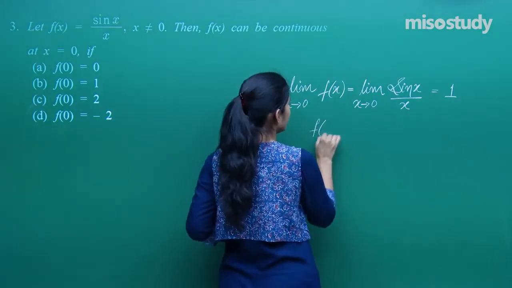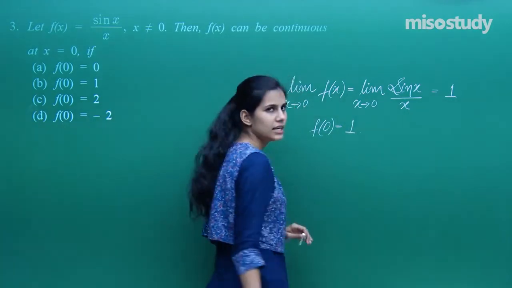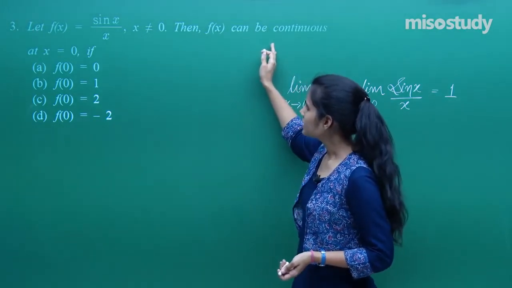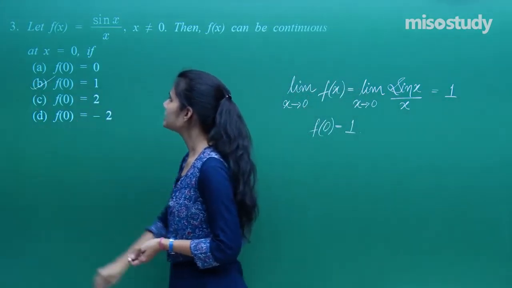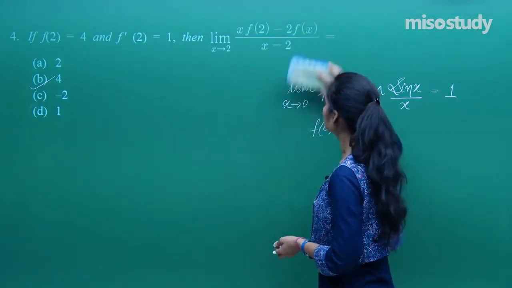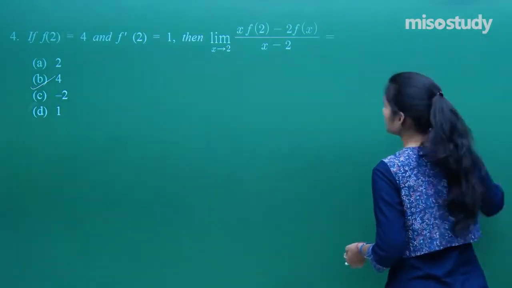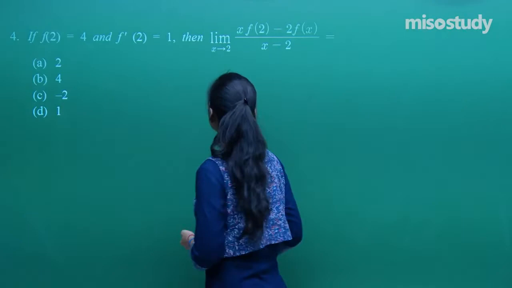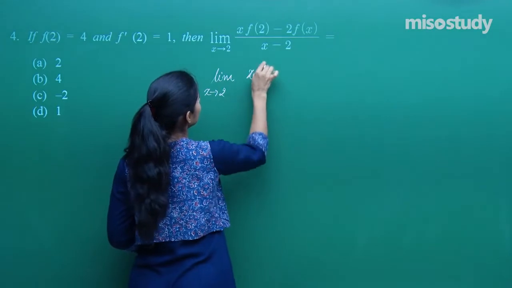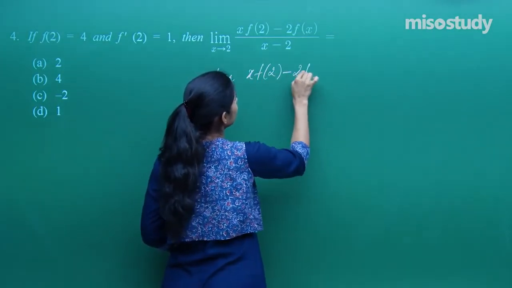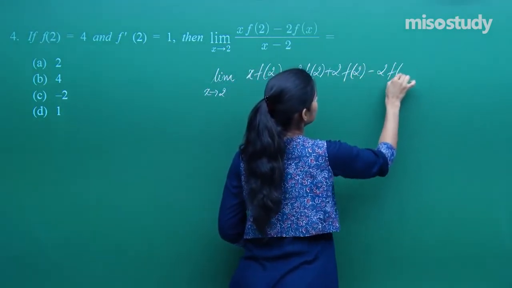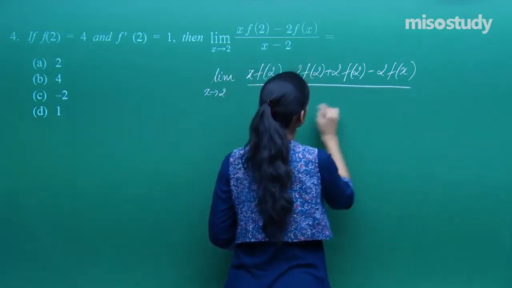You should actually define f of 0 to be 1 if you want your function to become continuous at x equals 0. So for f of x to be continuous at x equals 0, f of 0 should be defined as 1. Clear? Next question says if f of 2 is 4, f dash 2 is 1, what is the limit of this expression? Let's calculate. This is limit x approaches 2 of x into f of 2 minus 2f of 2 plus 2f of 2 minus 2f of x whole upon x minus 2.